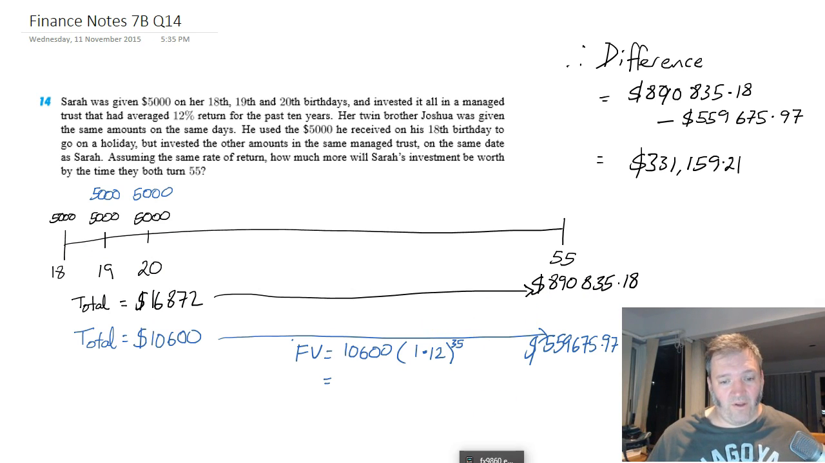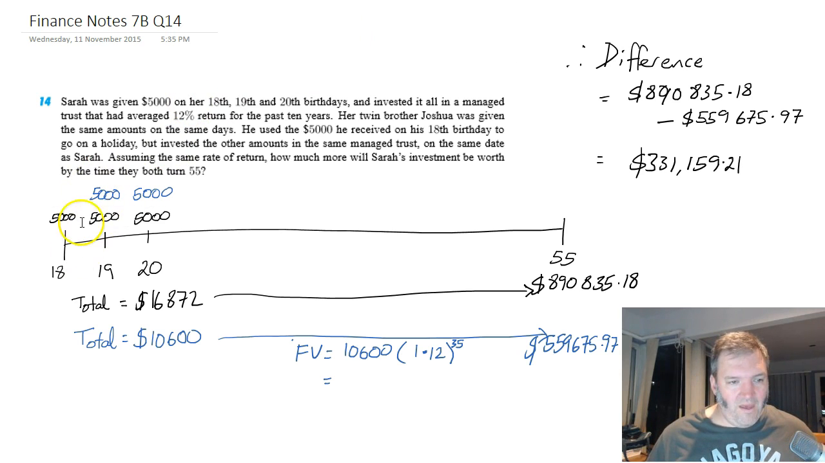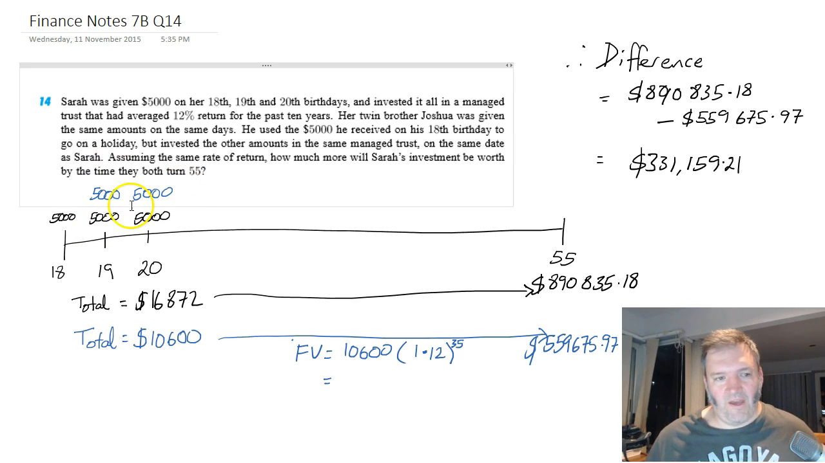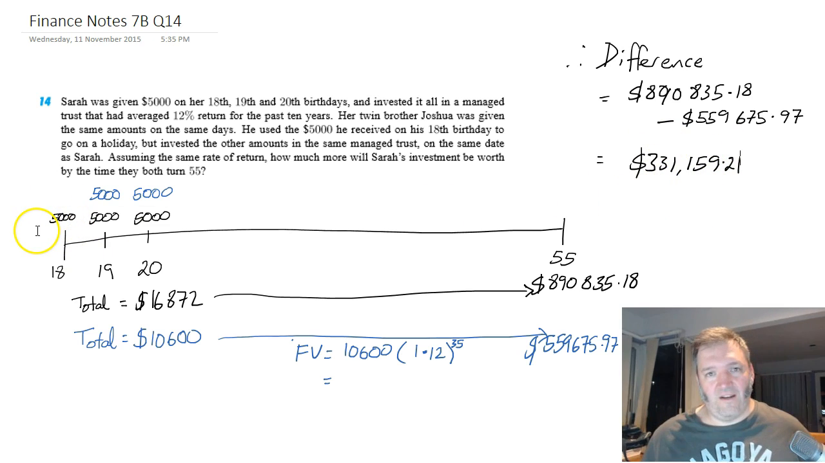Be confident using both. But what was this fast way I was talking about? Well, here in year 19 and year 20, they deposit the same amount. So the money they put in at those times is going to add up to the same amount in the future. These two $5,000 payments that Sarah puts in are going to add up to the $559,675.97. The extra difference, this $331,000, must come from that initial deposit.